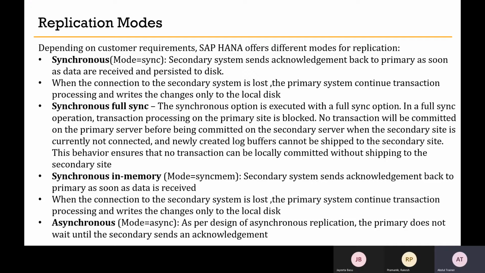Nothing will happen if the secondary system is lost. The primary will continue transactions and it will store the committed data to a local disk. And once the secondary system is available, then it sends all the backlogs to the secondary database.